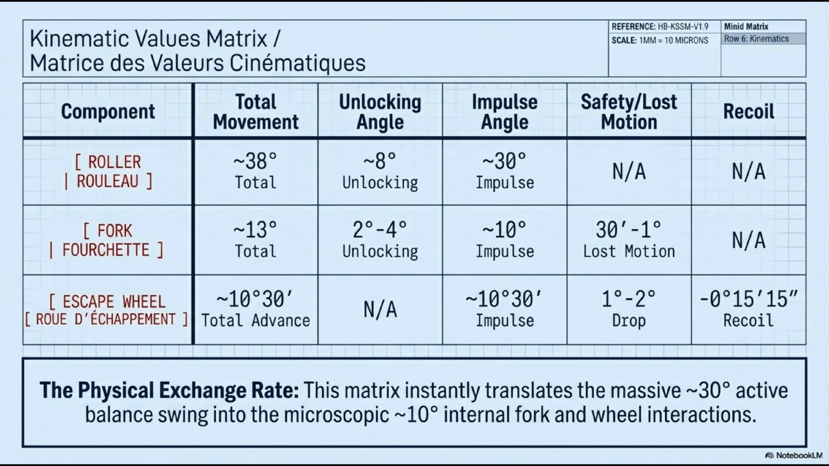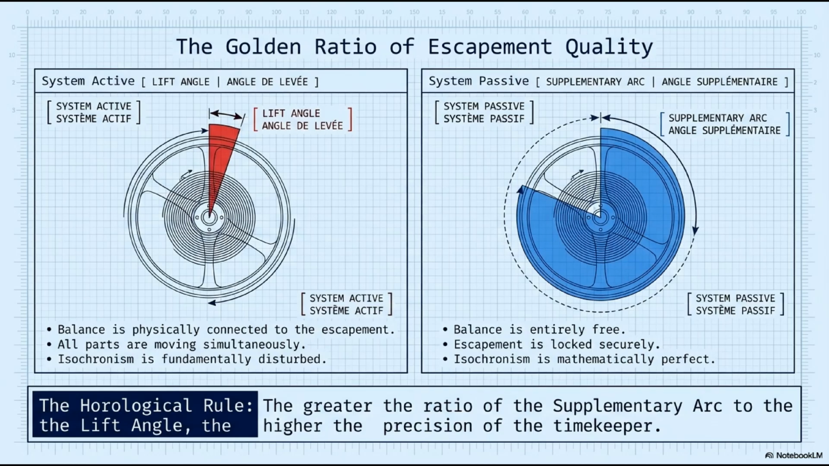Here is the fundamental design principle that unifies everything in escapement engineering, the horological rule: the greater the ratio of the supplementary arc to the lift angle, the higher the precision of the timekeeper. The slide illustrates this with 2 side-by-side diagrams. Left, the active system. The red wedge represents the lift angle, the small angular window during which the balance is in contact with the escapement. All parts move simultaneously.